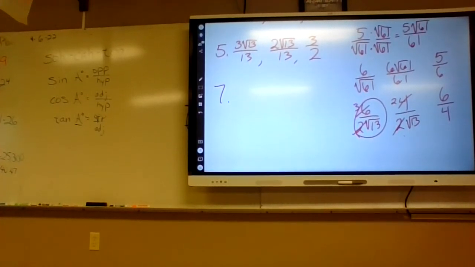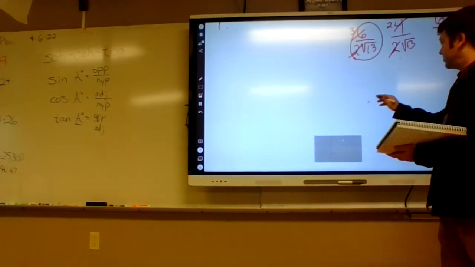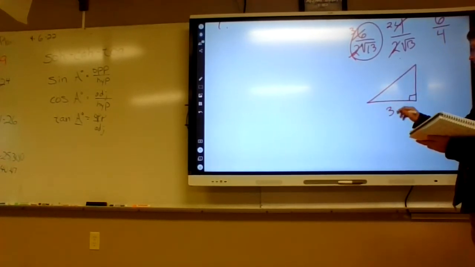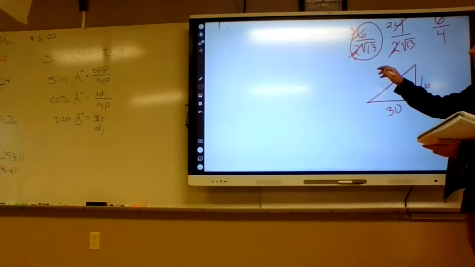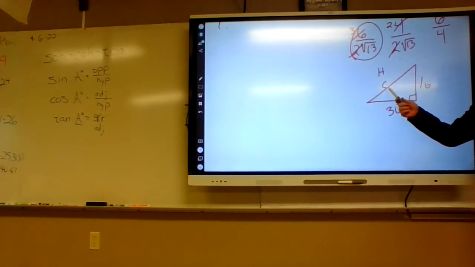Number 7 says write a decimal approximation, so we're going to need to turn the answers into decimals to 4 decimal places. We did that yesterday, right? For each trig ratio. Okay, does anybody know what the problem on number 7 is? You don't have the hypotenuse. They did not give us the hypotenuse. They left us a blank on the triangle. The triangle says 30, 16. So I need the hypotenuse, C, I guess. How do I find the hypotenuse?